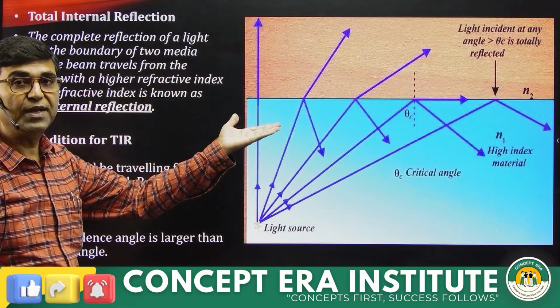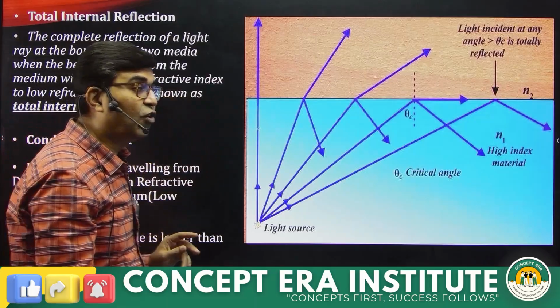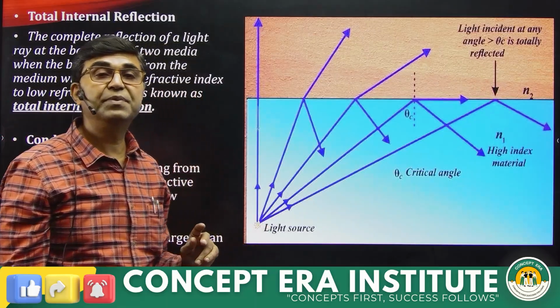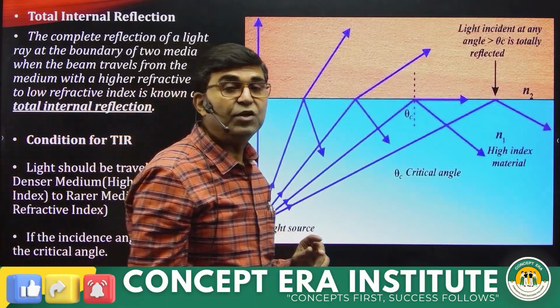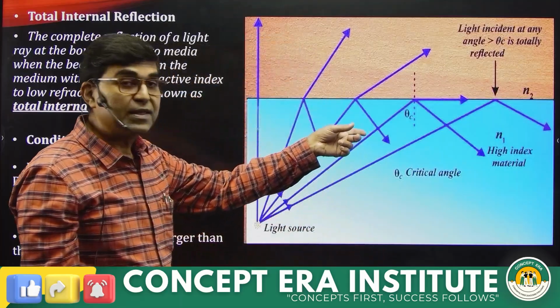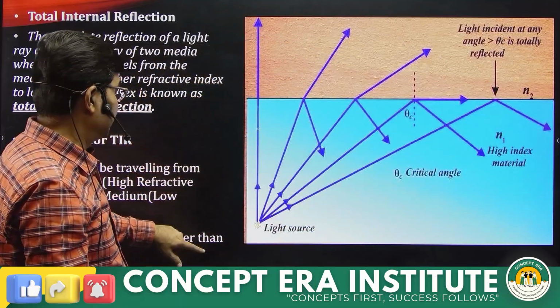This is called total internal reflection, and the formation of the rainbow that you will be studying about in the human eye, the same phenomenon will be applicable there.